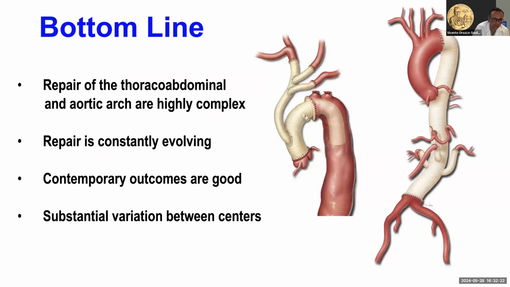Bottom line, the repair of the thoracoabdominal aorta and aortic arch is highly complex. Repair is constantly evolving. Even if we have small changes over the years, there is always something that we can do differently. The contemporary outcomes are good, and there are different ways to do things across the centers.